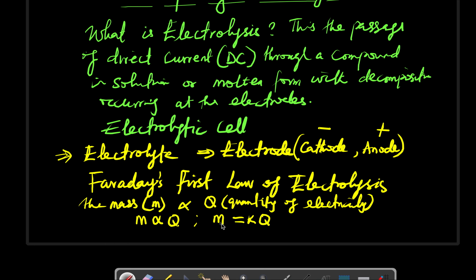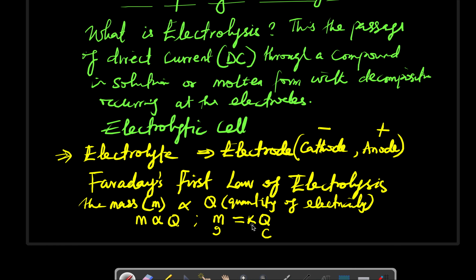Okay, remember this mass, this is M. M stands for mass measured in grams. This particular one, which is the quantity of electricity, Q, also has its own unit. The unit is coulomb. Please take note of it.